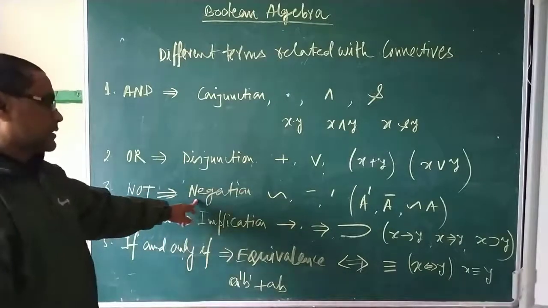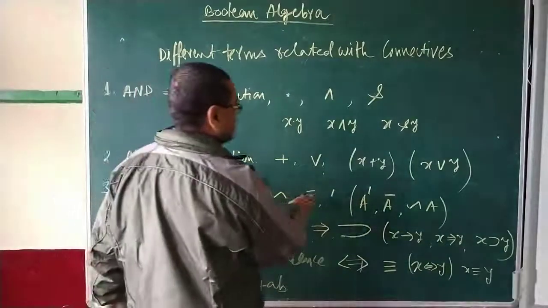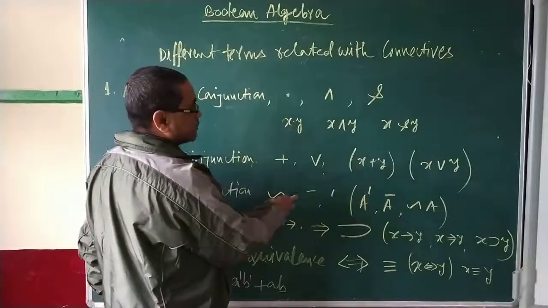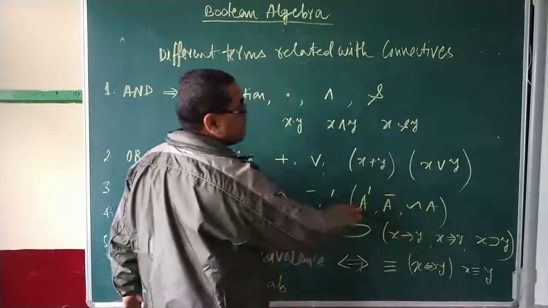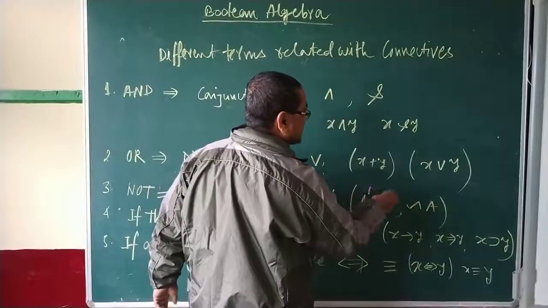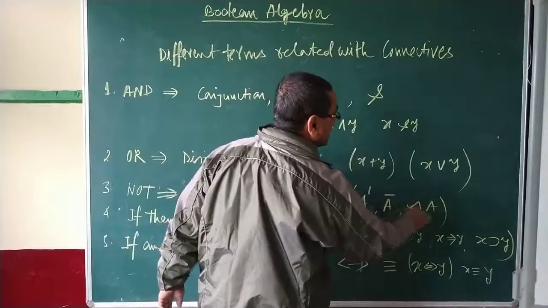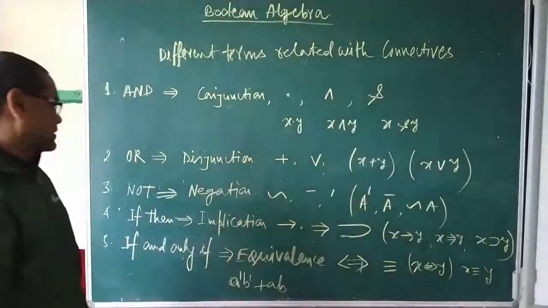Not, it is called negation. Negation, this symbol is there. I told you this already, this is also a bar, and you can write it this way. This is a bar. It can be like that, it can be like this, or it is a symbol of not. So this is the negation, not.